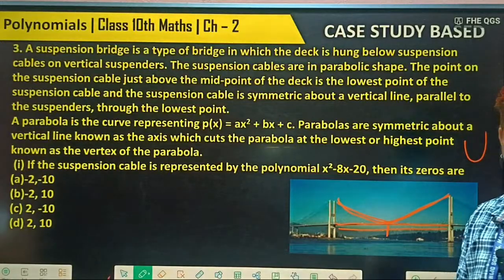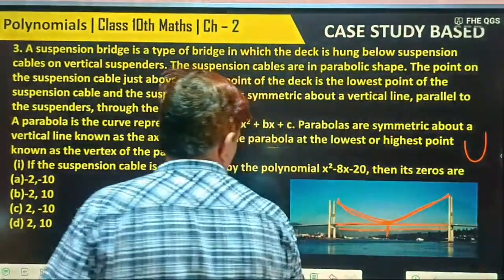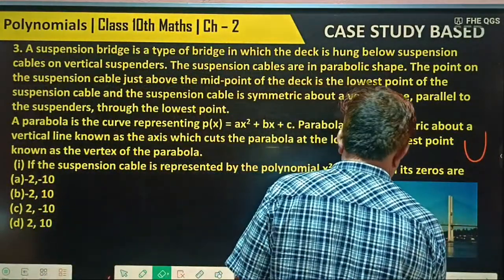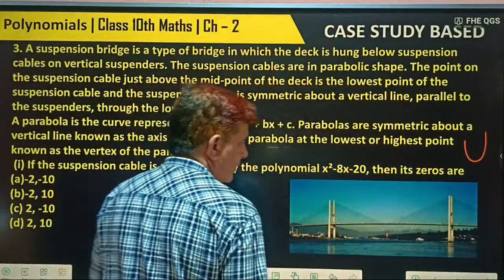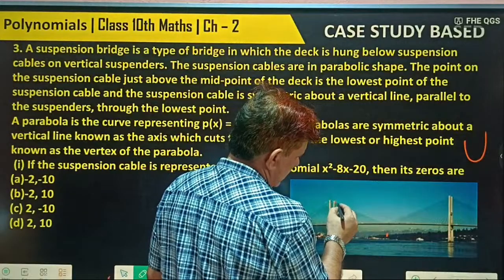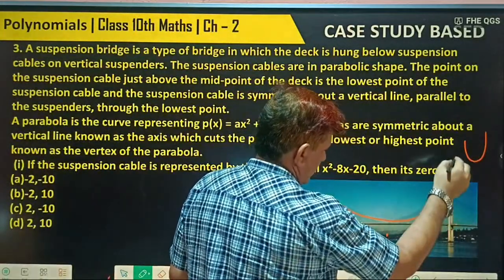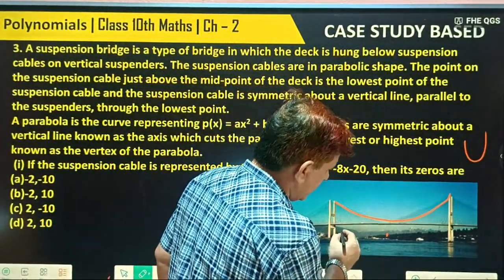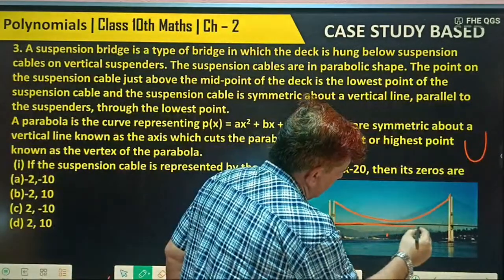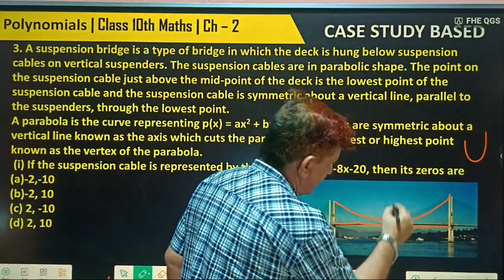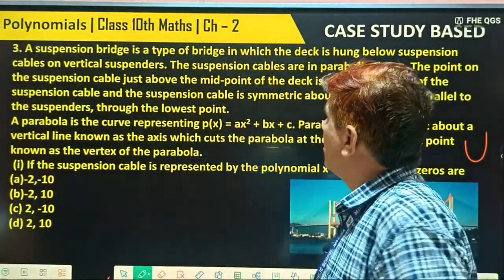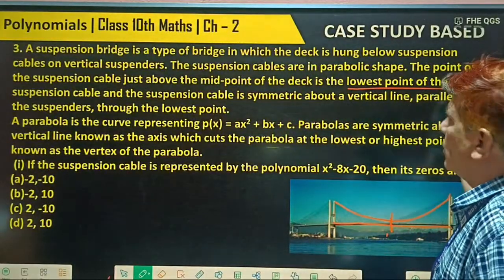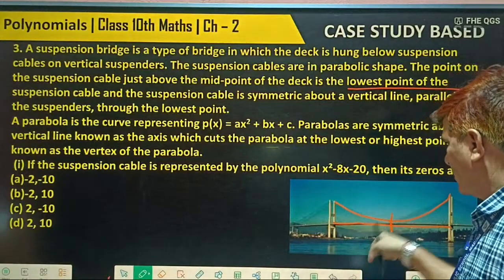Suspension meaning hanging. Hanging wire going like this. Try to understand. So the wire is like this, in the middle of this point, this deck is like this. So here is the minimum. What's minimum? The suspension cable just above the midpoint of the deck is the lowest point of the suspension. Lowest point meaning near to the deck.